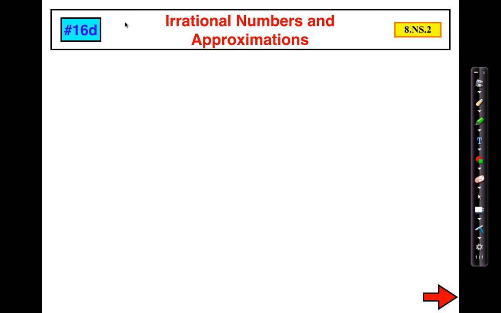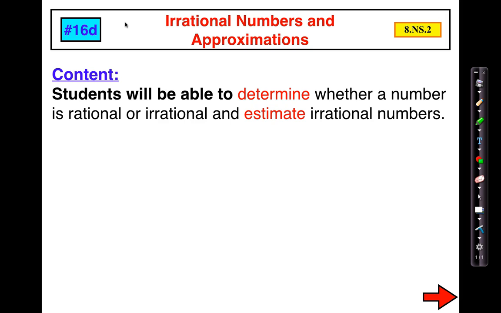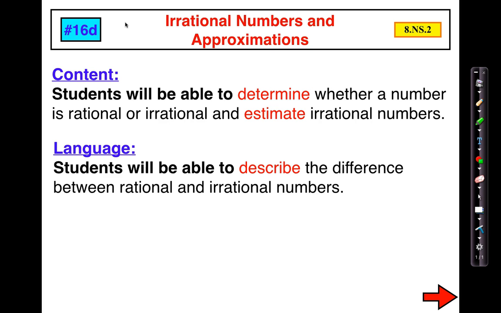Welcome back. Today we're going to be working on irrational numbers and approximations. Our content objective is students will be able to determine whether a number is rational or irrational and estimate irrational numbers. Our language objective is students will be able to describe the difference between rational and irrational numbers.